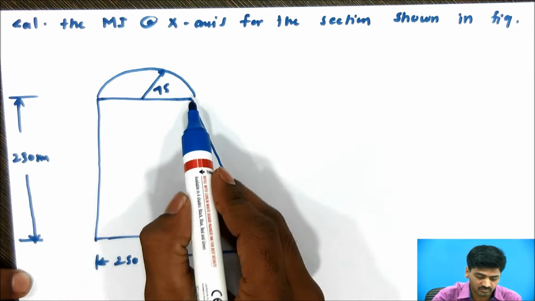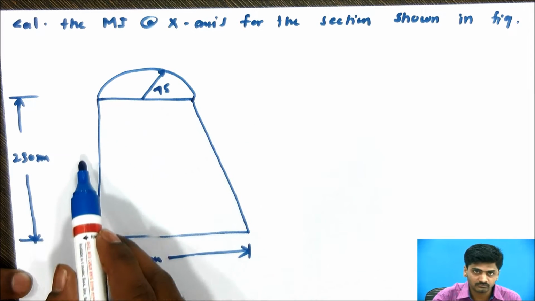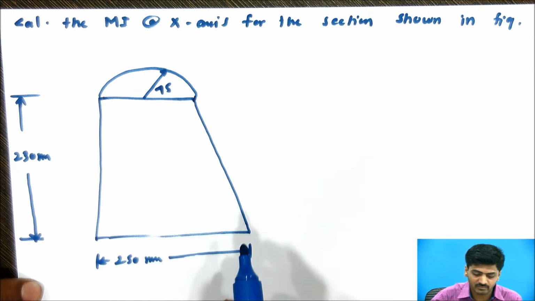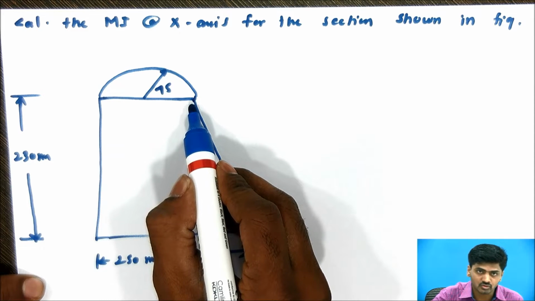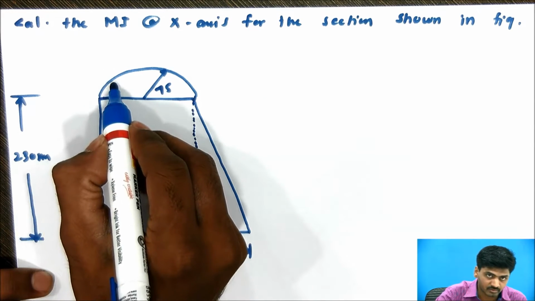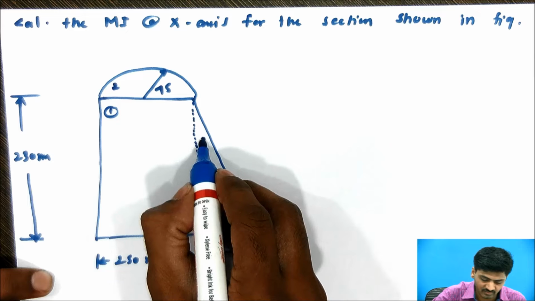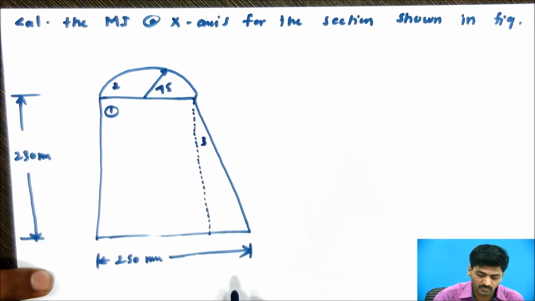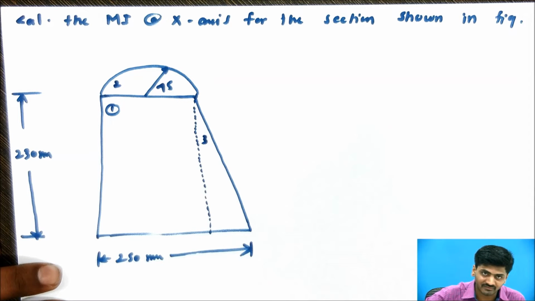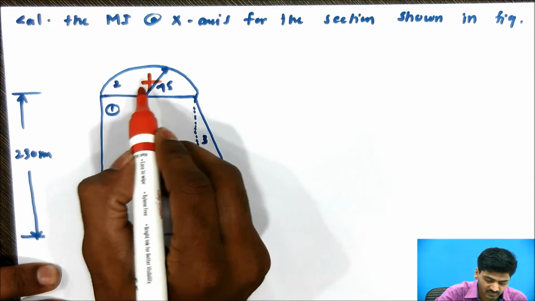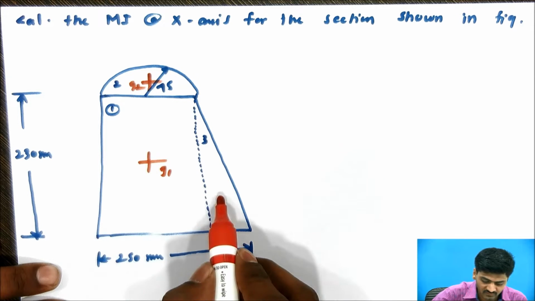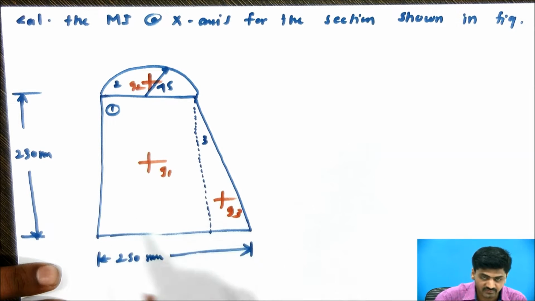So please observe one semicircle and the tapered shape one figure is there. Let's bifurcate the figure into two parts. This is my figure number 2. This is my figure number 3. If I bifurcate the figure into three parts, I am considering the centroids. This is G2, somewhat here G1, somewhat here G3 is there.